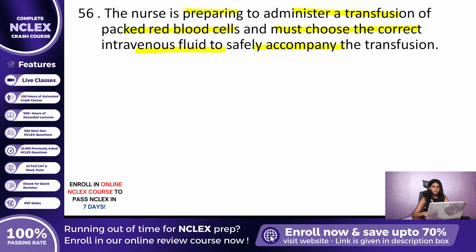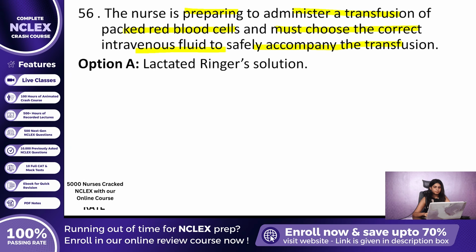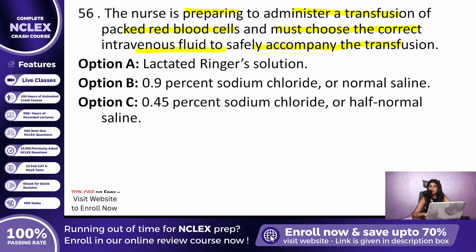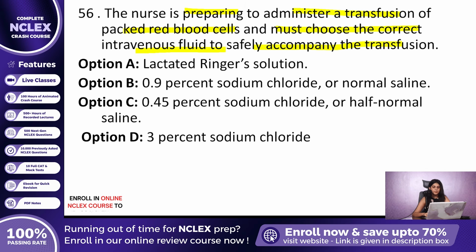The options are: Option A, lactated Ringer's solution. Option B, 0.9% sodium chloride or normal saline. Option C, 0.45% sodium chloride or half normal saline. Option D, 3% sodium chloride. The correct answer is Option B, 0.9% sodium chloride.